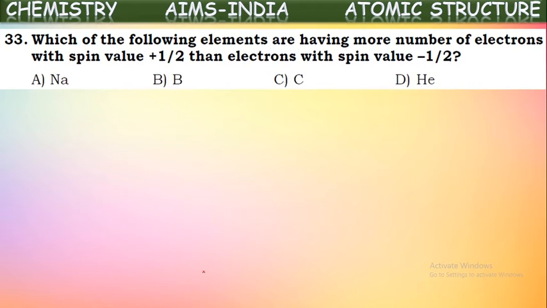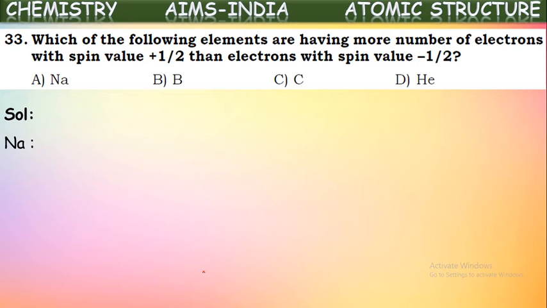Next one. Which of the following elements are having more number of electrons with the spin value plus half than electrons with the spin value minus half? So they're asking which of these elements are having more electrons with the positive spin than the electrons with negative spin or anti-clockwise spin. See, first, to know that, let us write the electronic configurations of these elements so that we can understand easily which are having more number of electrons with a positive spin.